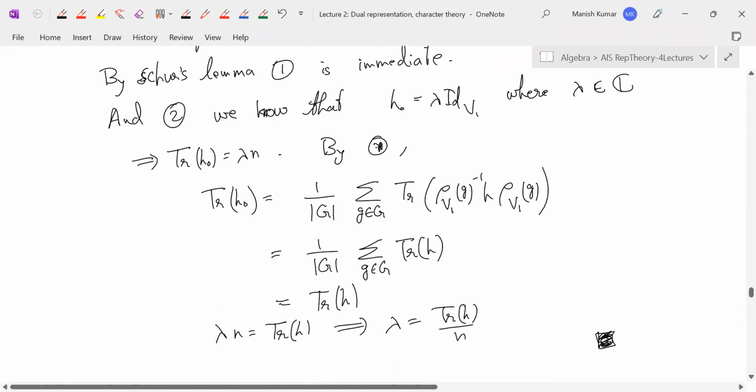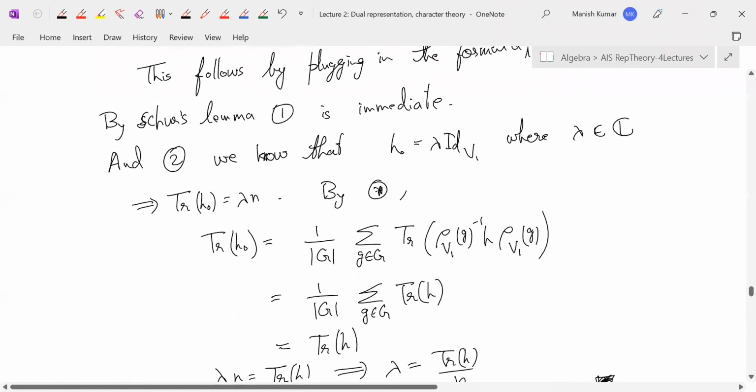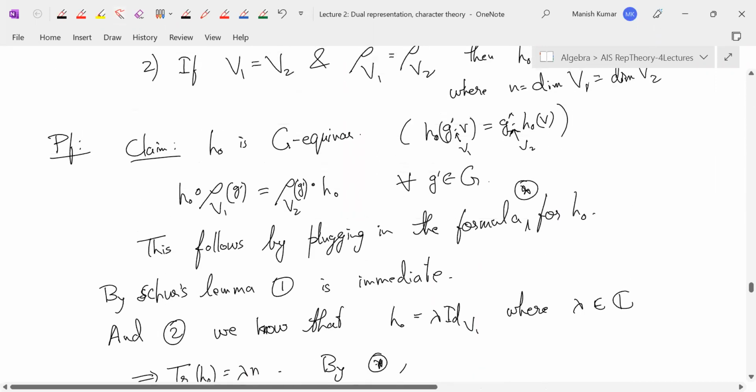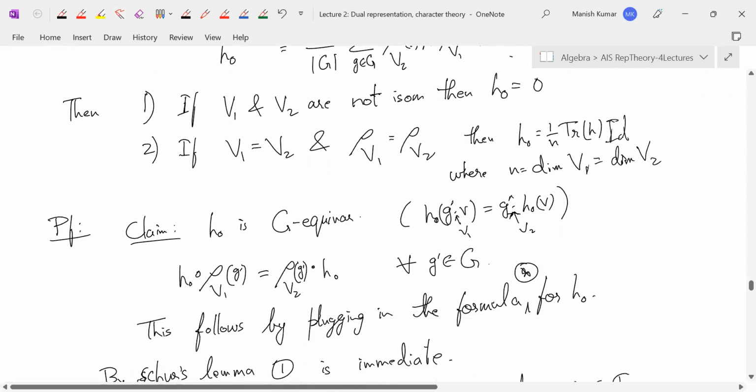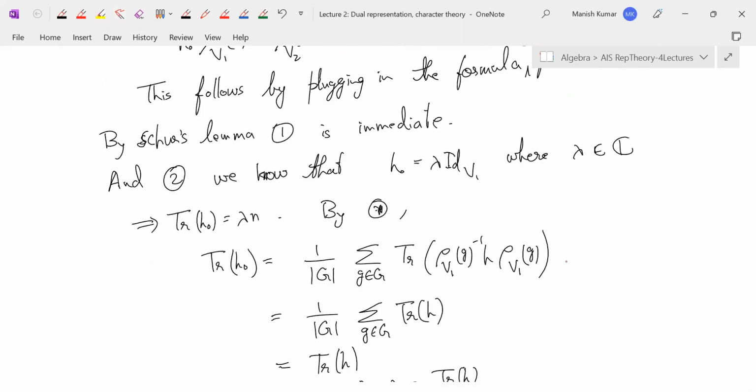What we know is that H naught must be some scalar times the identity, and we just have to determine that scalar. To determine that scalar, we compute the trace of H naught in two different ways. If you think of H naught as lambda times identity of V1, then the trace of H naught should be lambda n. The other is to use this formula for H naught, the trace of this composition of three linear maps, summed over all g in G and then divided by the size of G.